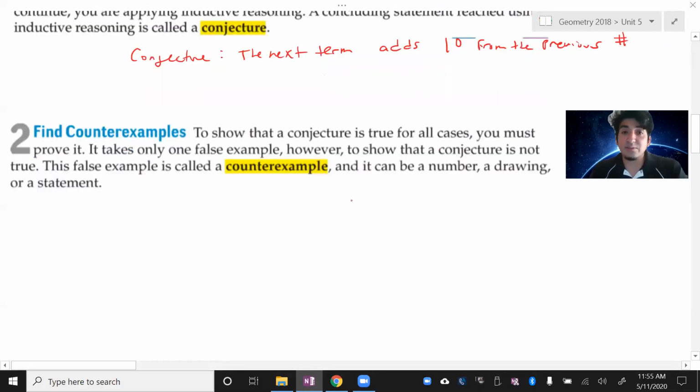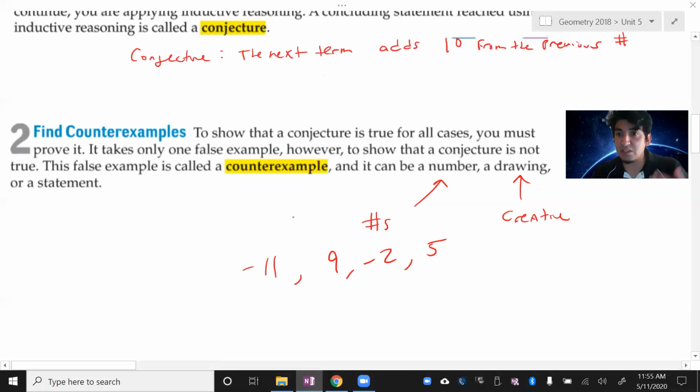So find counterexamples. To show that a conjecture is true for all cases, you must prove it. It only takes one false example, however, to show that a conjecture is not true. This false example is called a counterexample. It can be a number, a drawing, or a statement. So you have to be creative in terms of what you're drawing, and you've got to come up with numbers. Whether it's 9, -2, and 5, or maybe 11 and -11, you have to be creative in terms of which numbers to use. Now, the most basic numbers are usually 0, -1, and +1. I'm just throwing it out there for y'all.